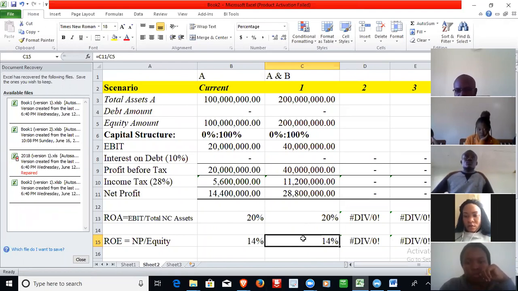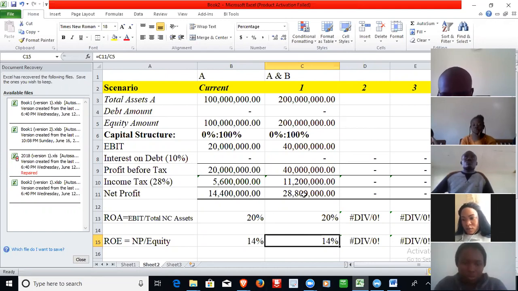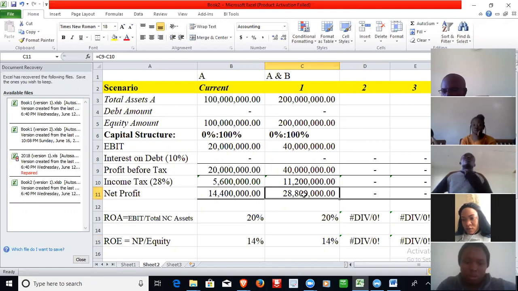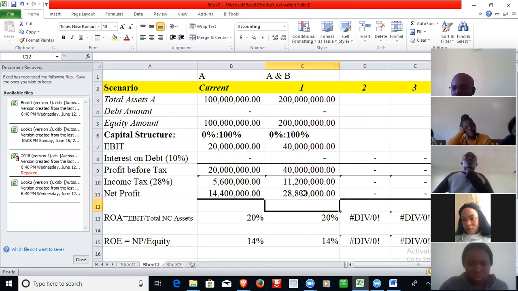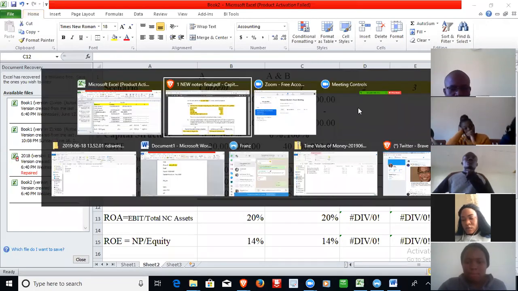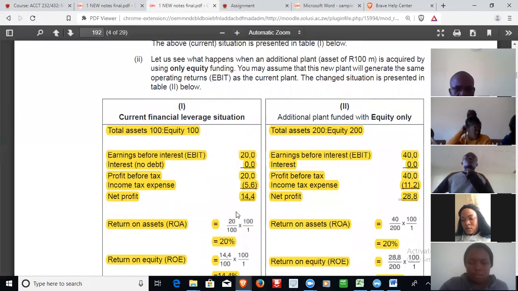So there is no much difference at the end of the day. Last year they were getting 14% of the net profit. This year they are still getting what? 14% of the net profit. So there is no much improvement. Of course, they'll be getting a higher figure on how much they will be getting, which is 14% of that amount. But there is no increase in their return on equity. Right together. Right?